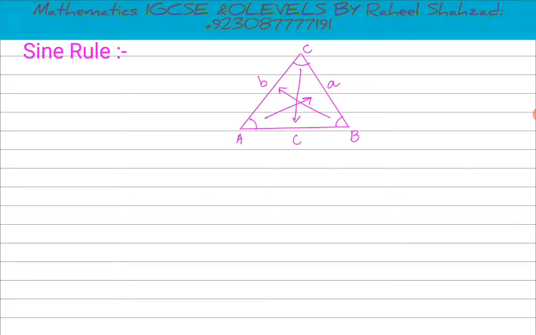We represent lengths by small letters a, b and c. They are exactly opposite to the vertices A, B and C. Now, the sine rule is basically used to find an unknown angle or unknown side of an oblique triangle. Earlier we learned about right angle triangles where we discussed trigonometric ratios, sine theta, cos theta and tan theta, but that was only for right angle triangles.